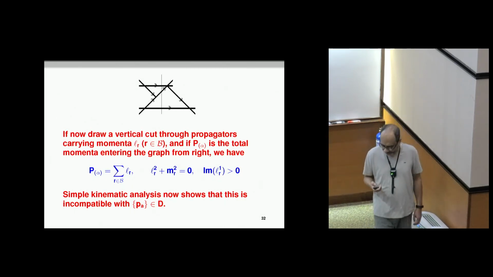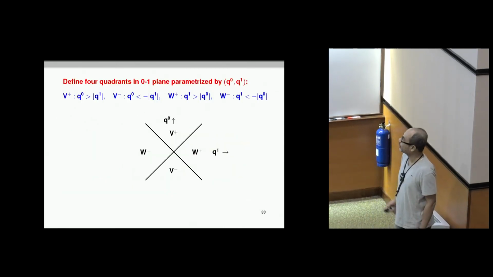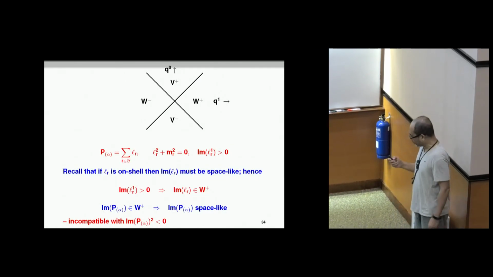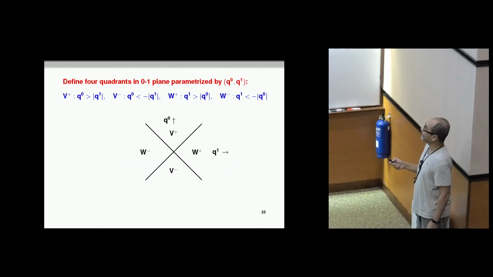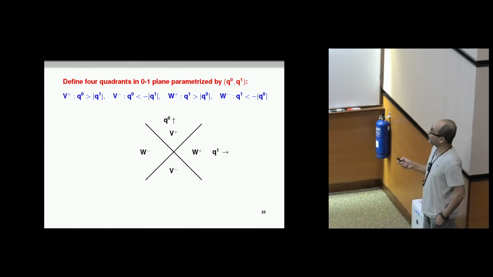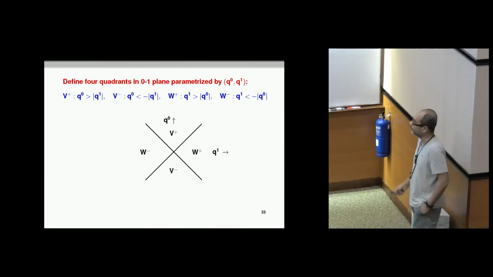So let me just give that argument and then I'll stop. Let's say for any quadrant in the 0, 1 plane, Q0, Q1, where Q refers to some momentum which you don't care about, we denote the four quadrants: V plus and V minus are the time-like momenta, W plus and W minus are the space-like momenta, for any Q.